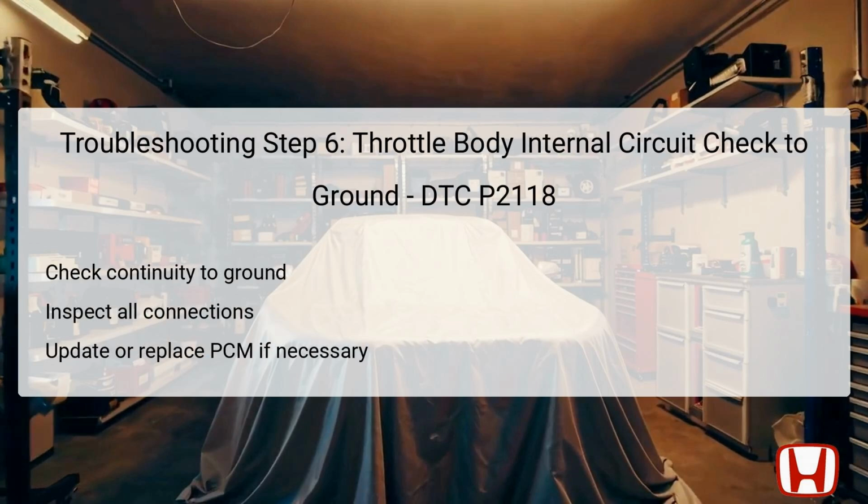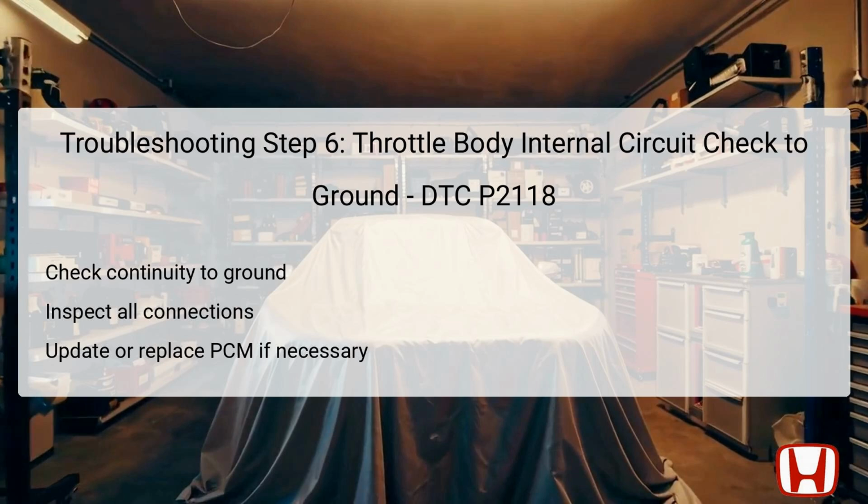Step 6 further investigates the throttle body by checking for continuity to ground on the MTR1 and MTR2 connections. As before, ensure that the ignition is fully off and that the relevant connectors are disconnected. Measure continuity from the throttle body connection points to the body ground. If continuity exists, this indicates a short to ground within the throttle body assembly, which necessitates replacement of the throttle body.